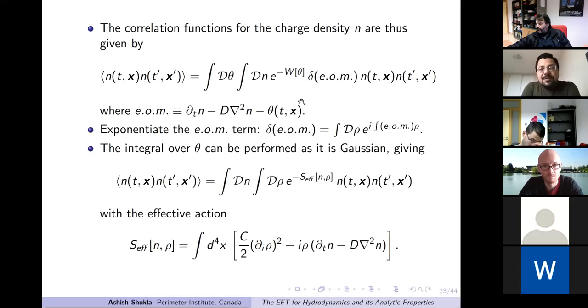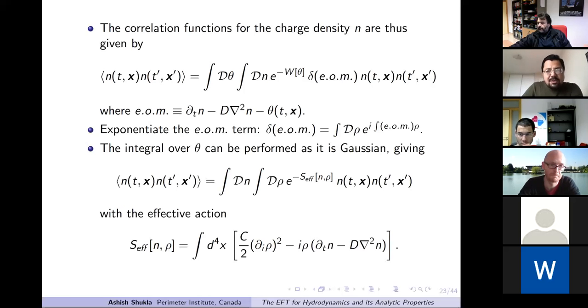Now, if you notice after this step, the integral over theta that is present over here becomes a Gaussian integral, and one can actually integrate out theta from this setup and end up getting the 2-point function of n to be given by the path integral Dn D rho e to the minus S effective, which is a functional of n and rho, times the 2 insertions of n. And what does the effective action look like? Well, it has a quadratic term, which is i D rho squared, and a term which is linear in rho and multiplies the original equation of motion, del t n minus D grad squared n, because theta has been integrated out. So this is how the effective action looks in this stochastic approach.